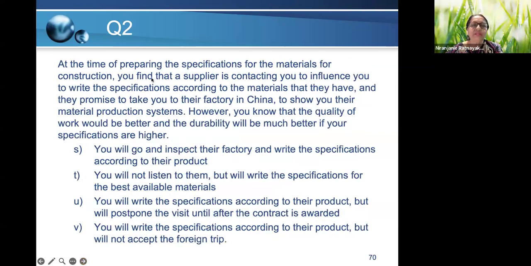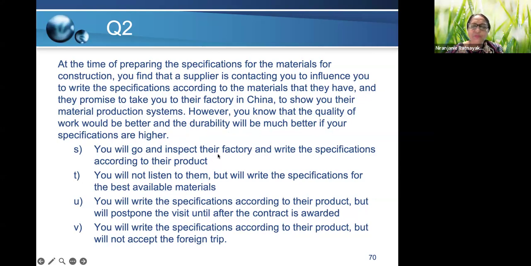Second question is, at the time of preparing the specifications for the materials for the construction, you find that a supplier is contacting you to influence you to write the specifications according to the materials that they have, and they promise to take you to their factory in China to show you their material production systems. However, you know that the quality of work would be better and the durability will be much better if your specifications are higher. What will you do?